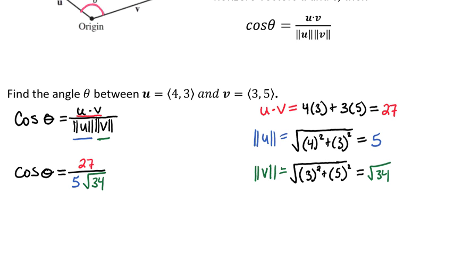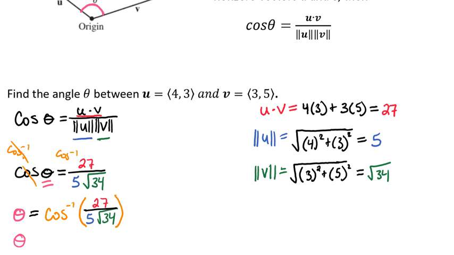Now remember, we're not looking for the cosine of theta, we're looking for just theta, which means that we want to multiply both sides by the inverse of cosine, so that way we can get our theta by itself. And so we have that theta is going to equal the inverse cosine of 27 divided by 5 radical 34, which tells us that theta is going to be approximately 22.2 degrees. And we found our theta.